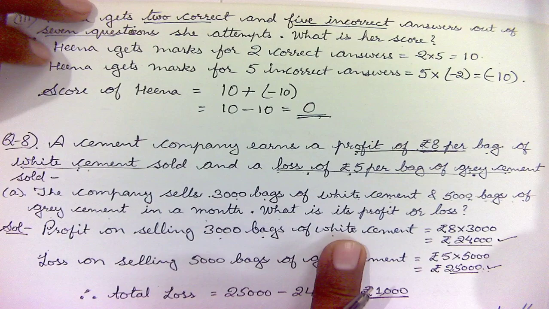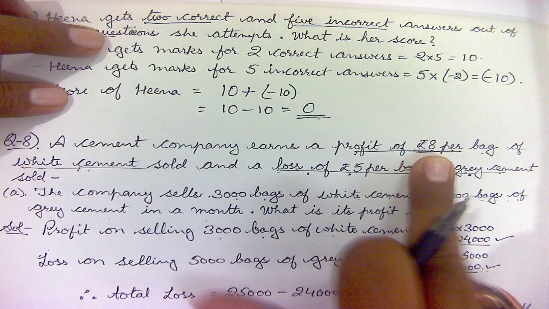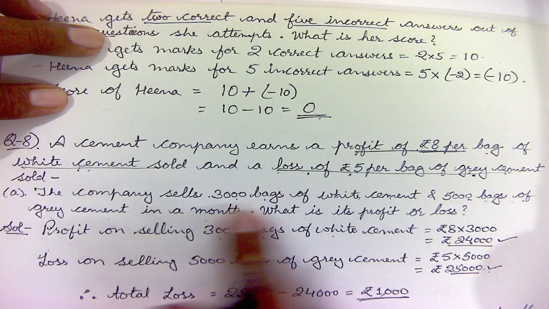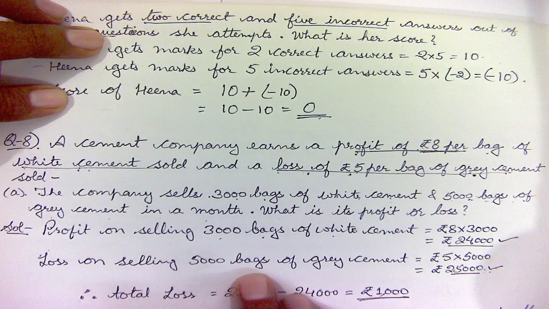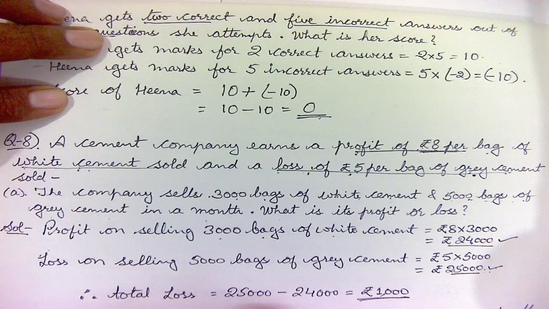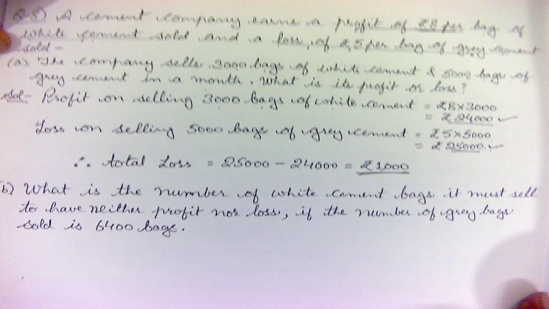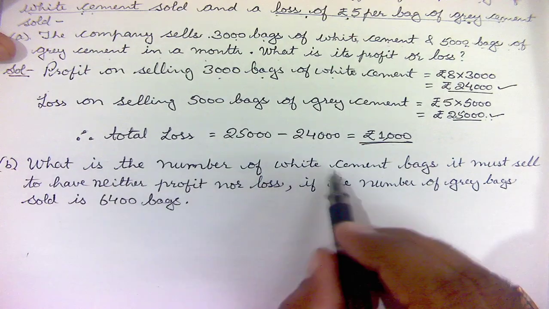3,000 bags of white cement are sold. One bag gives profit of 8 rupees. So total it will be 24,000 rupees profit. Then one bag of grey cement gives a loss of 5 rupees. So 5,000 bags of grey cement will give a total loss of 25,000. And because the loss is greater than profit, overall it will be a loss, and it will be a loss of 1,000 rupees.